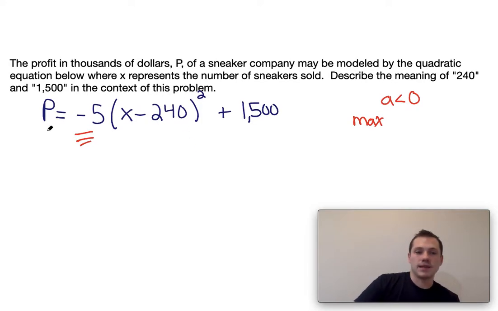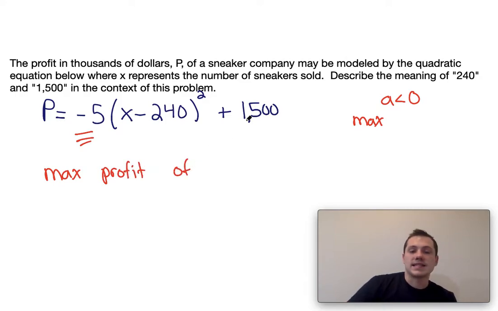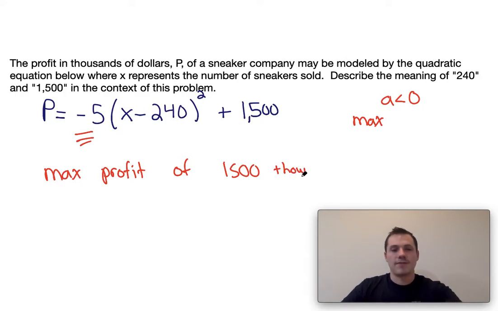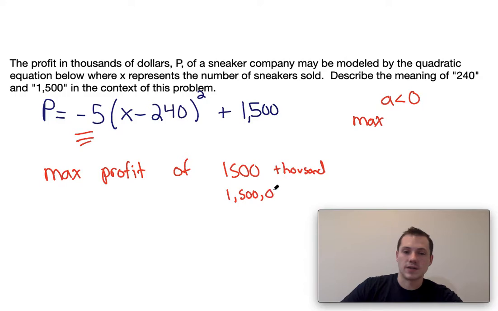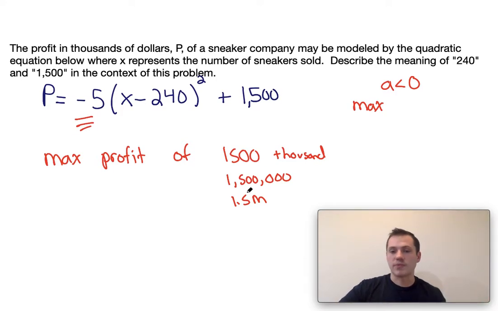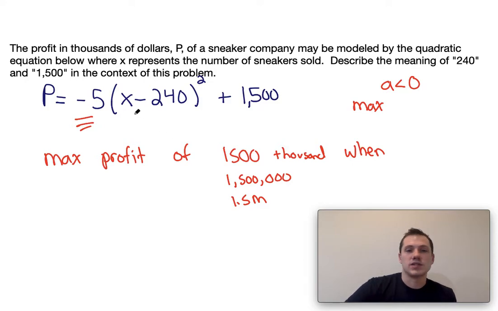Now here, the maximum profit, so y is kind of like the P, we would say we have a maximum profit of, in this case, 1500, which is the k value. But what is P? Well, remember that 1500, that's not just 1500, that's in thousands of dollars. So we're going to have $1,500,000, which can be written a number of ways. We could write it as 1,500,000, which is kind of awkward looking, and we could also write it as 1.5 million. It could be written any one of those ways. But we would have a maximum profit of, I prefer 1.5 million. Sounds very nice. And that's going to happen when x is 240.